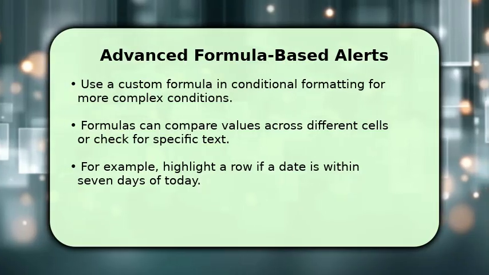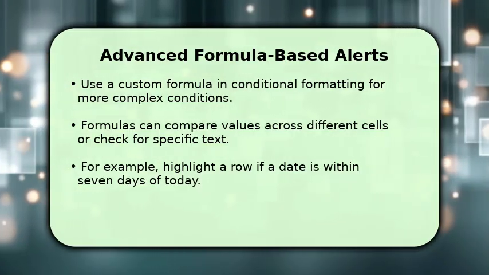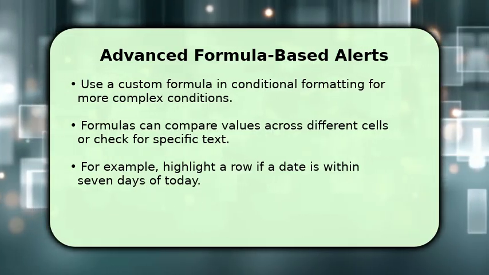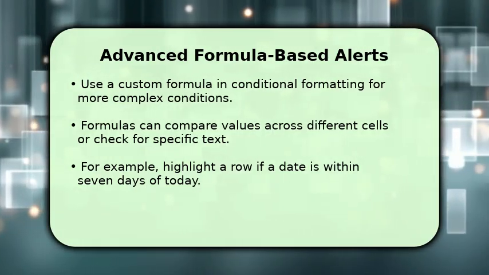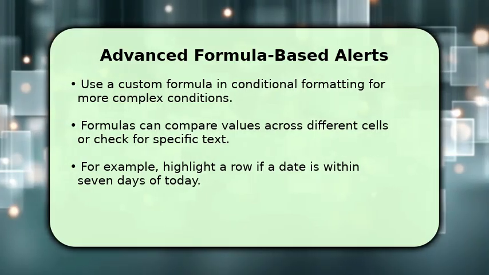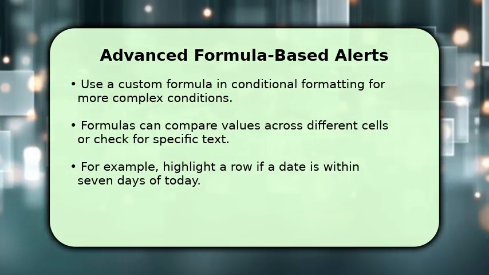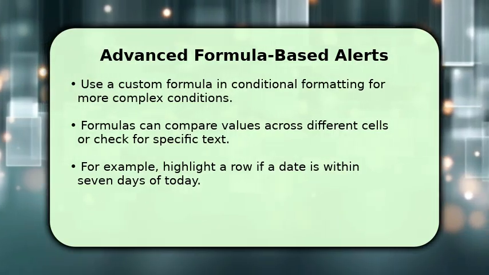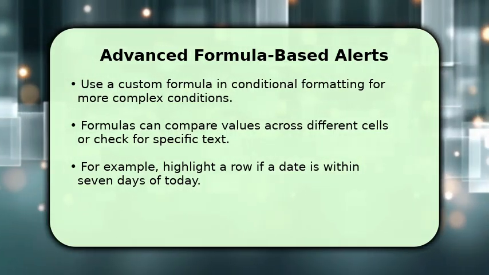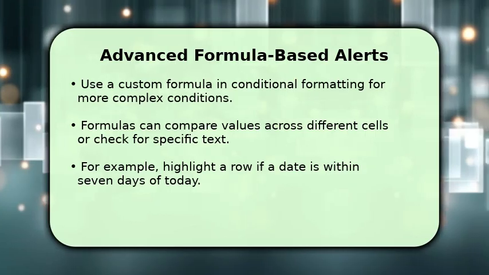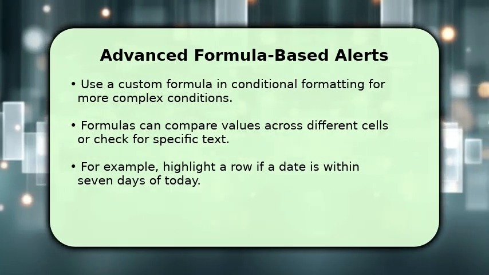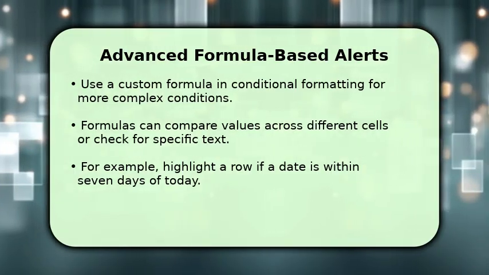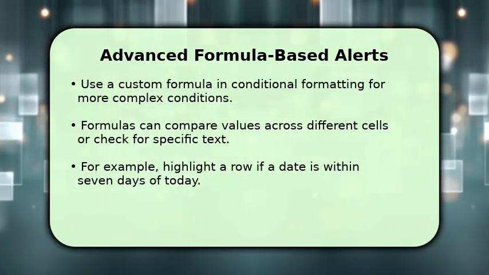For more sophisticated alerts, you can use formulas within conditional formatting. This allows you to create rules based on multiple conditions or comparisons between different cells. For instance, you could set up a rule to highlight an entire row if a value in one column is less than a value in another, or if a project deadline is approaching within 5 days. This method offers greater flexibility, enabling highly customized alerts tailored to your specific data analysis needs.